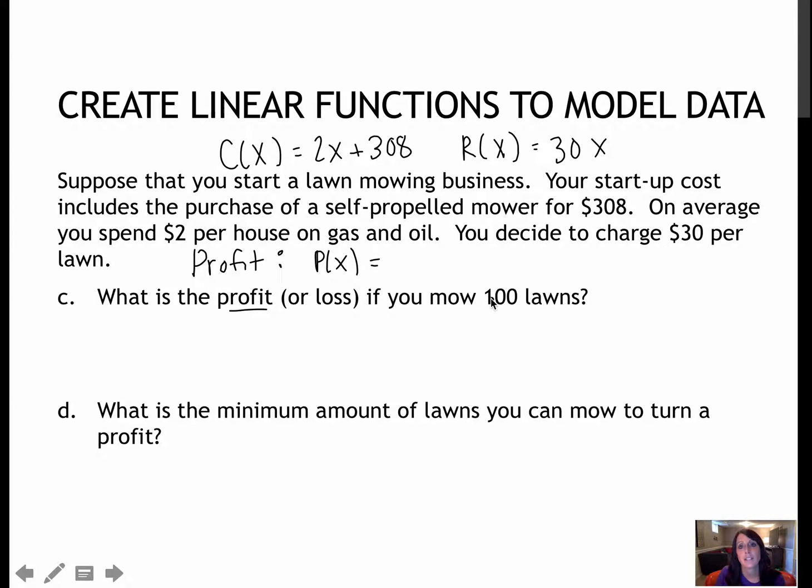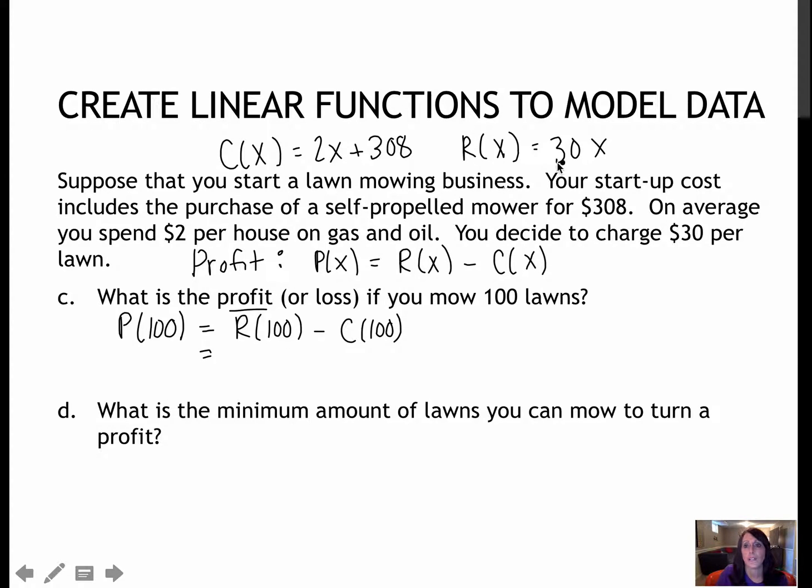It would make sense that I would take my revenue, how much is coming in, minus my cost, whatever's coming out. And if it ends up being positive, then I'm making money. And if it's negative, that means I'm losing money. So if I'm trying to find the profit, if I mow 100 lawns, I'm finding P of 100, which means I'm finding R of 100, so 30 times X. We'll just go ahead and write R of 100 to begin with, minus C of 100.